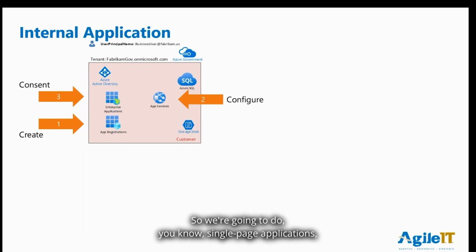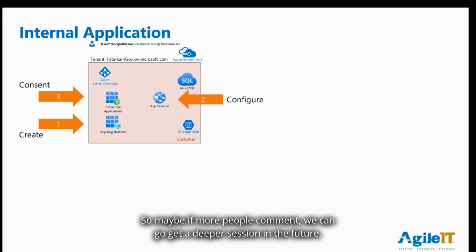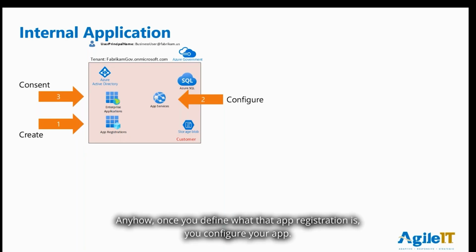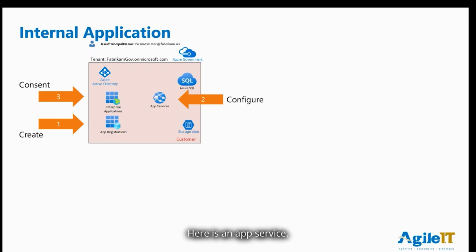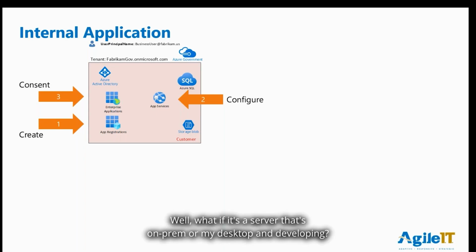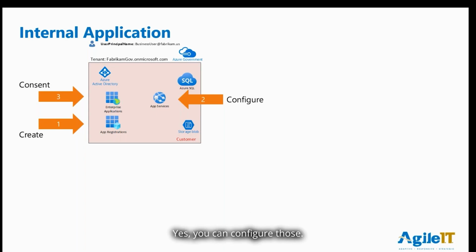Are we going to do single page applications, SPA apps, which requires a different kind of token flow and all that? We're not going to go into all those details. So maybe if more people comment, we can get a deeper session in the future. Anyhow, once you define what that app registration is, you configure your app service. Here's an app service. Well, what if it's a server that's on-prem or my desktop and developing? Yes, you can configure those. But in this example, I'm going to say it's an app service. I've written it in .NET 7, running on Linux. It's an app service that's there, and all is great.